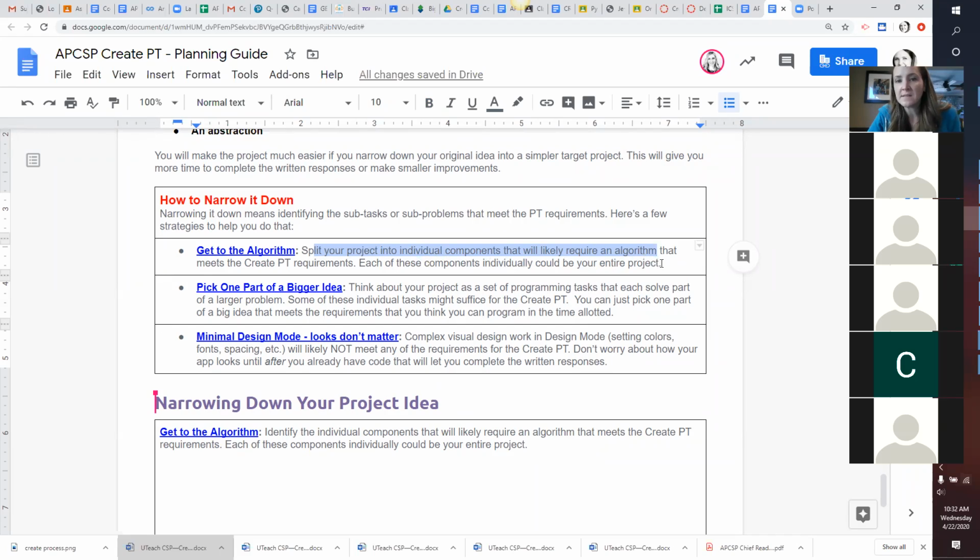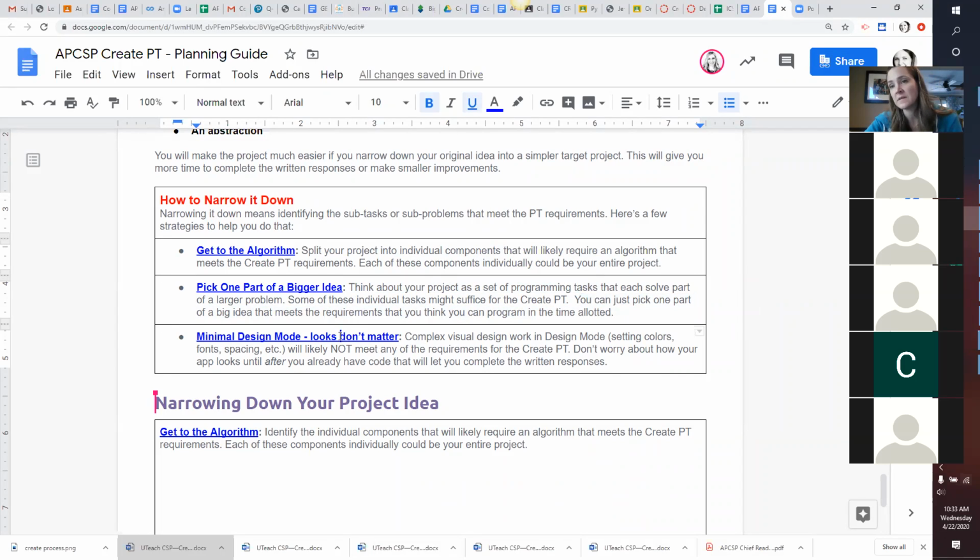Each of these components potentially could be your entire project. You don't have to build out every function in your project. You really only have to have at least 1. So pick 1 part of a bigger idea. Think about your project as a set of programming tasks that solve part of a larger problem. Some of these individual tasks could suffice for this project. So just pick 1 part from the larger idea and think about whether or not you can finish coding that 1 part in the time allotted.